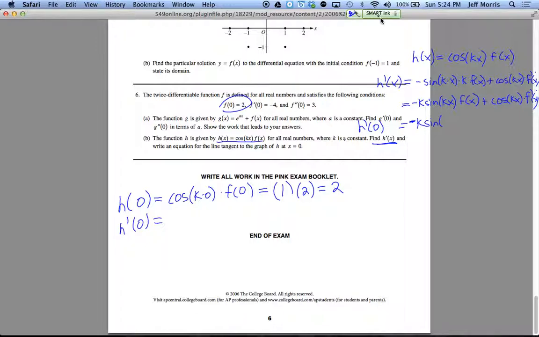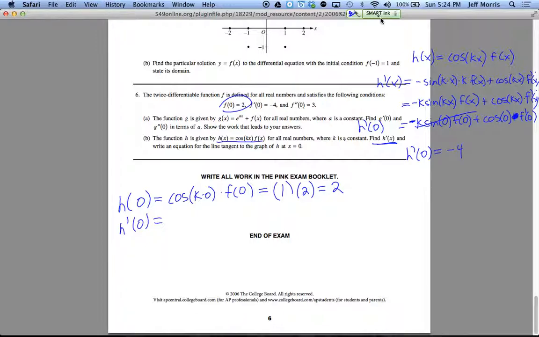So it's going to be k times 0, which is 0, times f of 0. Deal with that in a second. Cosine of 0, because k times 0 is 0 again, plus f prime of 0. Now I think this is awesome because what's sine of 0? That's all gone. So that's 0. What's cosine of 0 again? 1. What's f prime of 0? Negative 4. So that'd be 1 times negative 4. So h prime of 0 is negative 4. There was a third point.